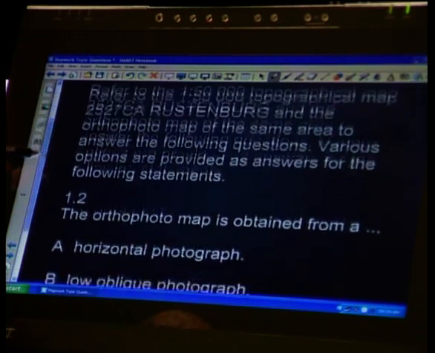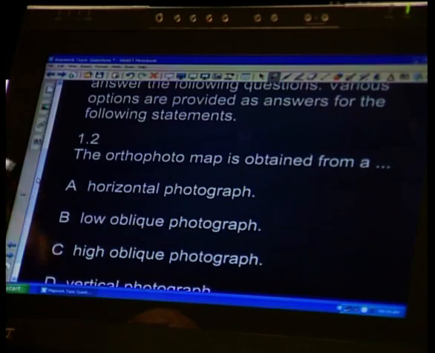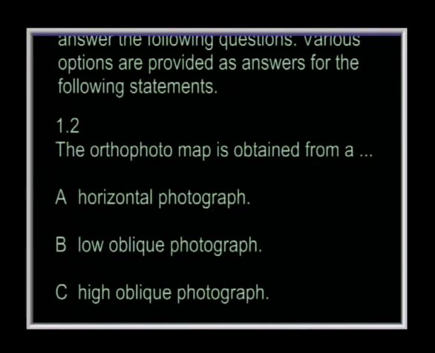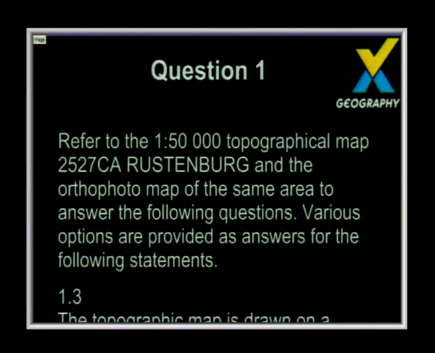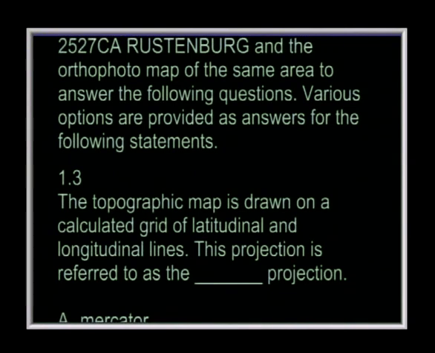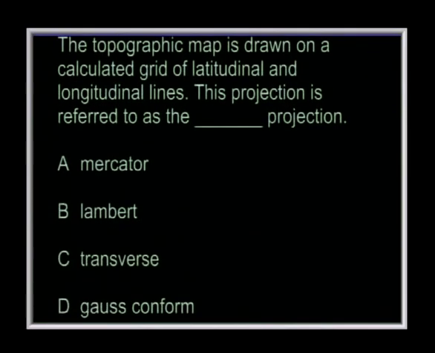Let's look at another multiple choice question. The orthophoto is obtained from, and of course this is just simple knowledge, the vertical aerial photograph. Let's look at another one. The topographic map is drawn on a calculated grid of latitudinal and longitudinal lines. This projection is referred to as the, this is South African maps, the Gauss conform projection.